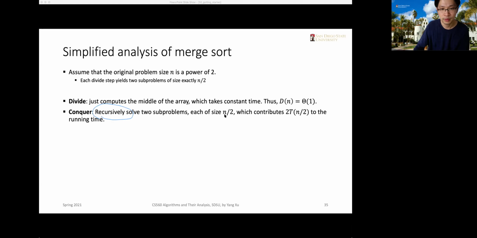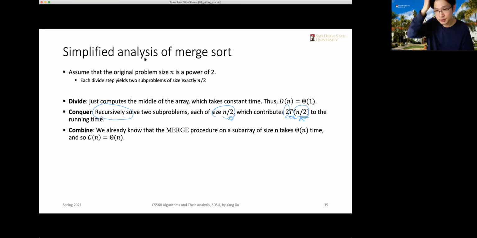Because each subproblem is now half the size of the original size, we can use the same function, capital letter T, but with a smaller input, which is n over 2, to indicate that this time the input size is half the size of the original size. But remember that we have two subsequences, so there's 2 times T of n over 2. And the third step is to combine the results from all the subproblems after we have solved them recursively.